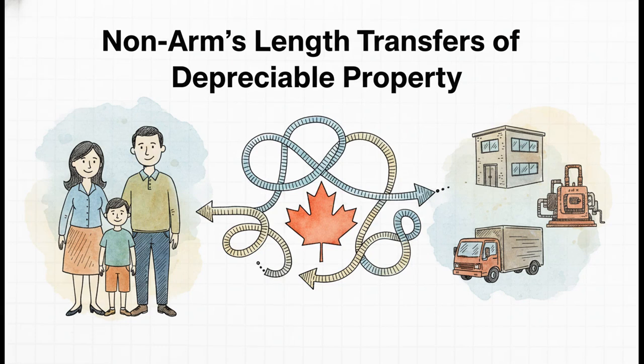Welcome, everyone. Today, we're going to tackle a really fascinating area of tax law, one that comes up all the time in family businesses and estate planning. We're talking about what happens when you transfer property, say a building or some equipment, to a relative. Now, the rules here can seem a little tricky at first, but I promise we're going to break them down piece by piece so they make perfect sense.